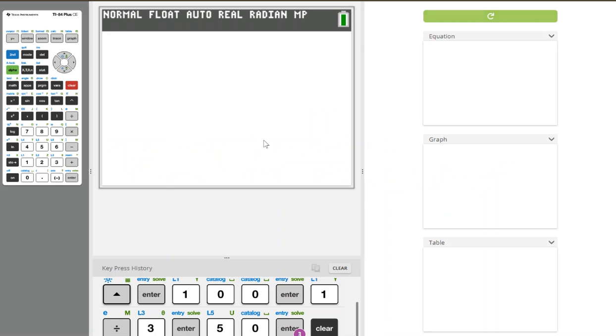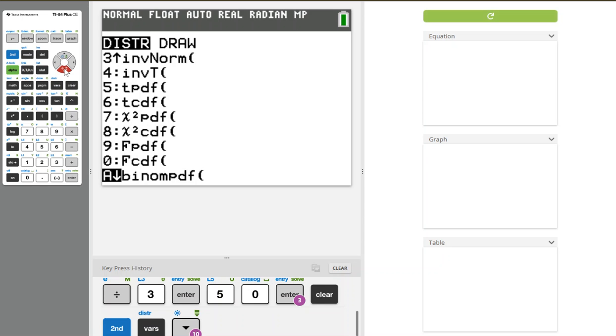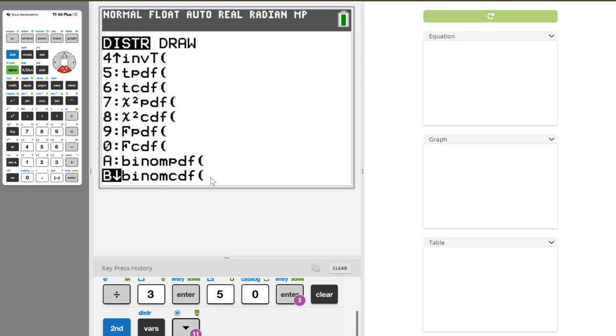So here's my TI-84 emulator, my TI-84 SmartView. You're going to need to go to distributions. So it's this blue word right above my variables button. So I'm going to hit second, then variables to go to my distributions menu. Then since I'm at a binomial random variable, I'm going to go down until I find the binomial CDF function. Now, CDF stands for cumulative distribution function. We want to have the cumulative sum of when we're letting that little x be 0, 1, 2, all the way up to 50. So I'm adding a bunch of things. So that's why I'm using CDF.